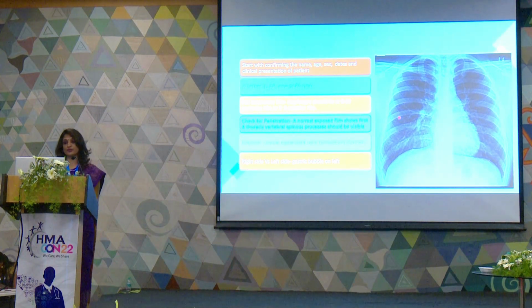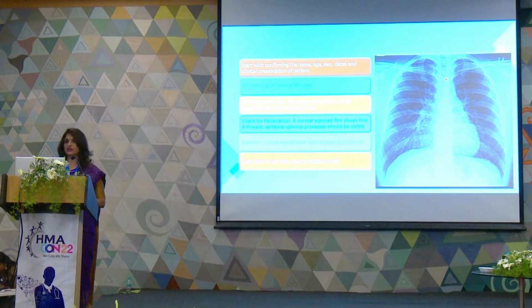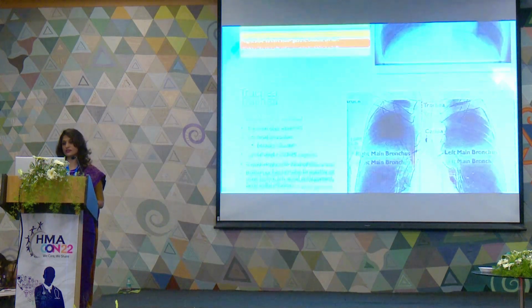Check for the penetration, whether it is a properly exposed film. In a normal properly exposed film, you should be able to see the first four spinous processes of the thoracic vertebrae. More than that, then it is an overexposed film. Less than that, it is an underexposed film. Check for the rotation. In a normal film, the heads of the clavicles are equidistant from the manubrium sterni. And decide the side of the X-ray. We all know that the gastric bubble we see on the left side. So that's how we can decide.